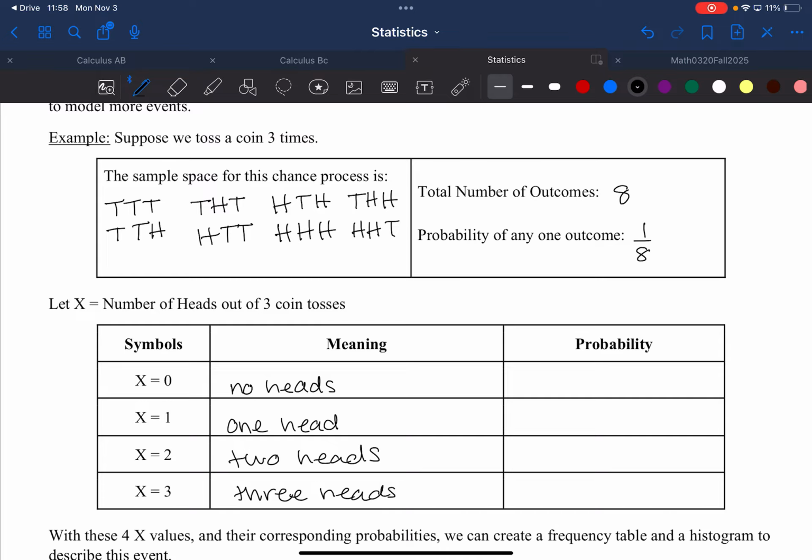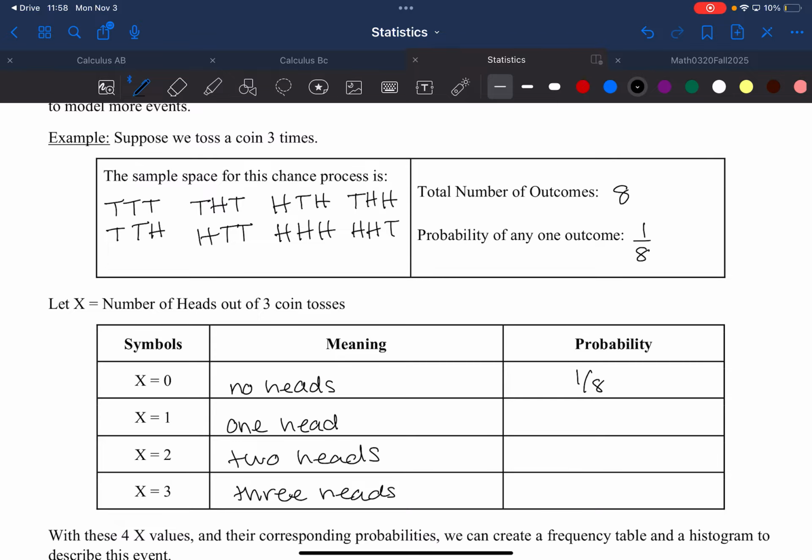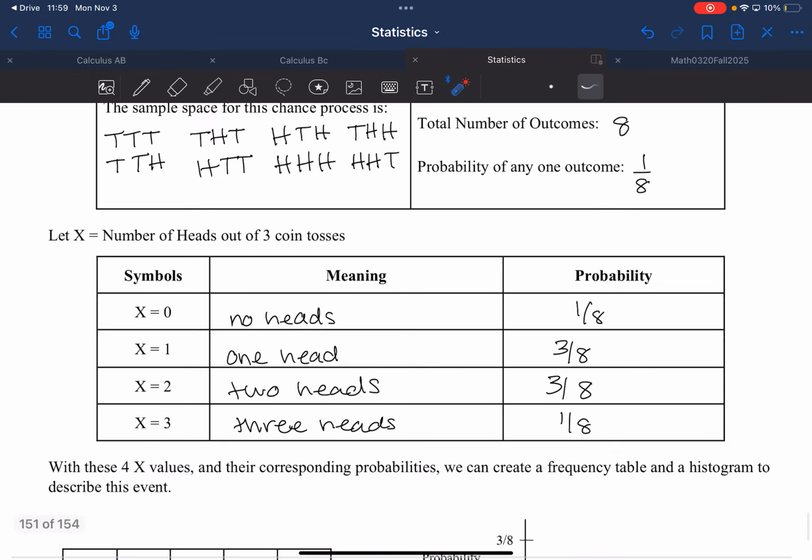Okay. And we know the probability of each of those by looking at our sample space. So how many times do no heads appear? 1. So that's 1 out of 8. How many times does 1 head appear? 3 out of 8. What about 2? 3 out of 8. And what about all 3 are heads? 1 out of 8. And if I was to add all these together, what should I get? 8 out of 8, which is 1. I should get 1. Remember, the total probabilities add to 1.